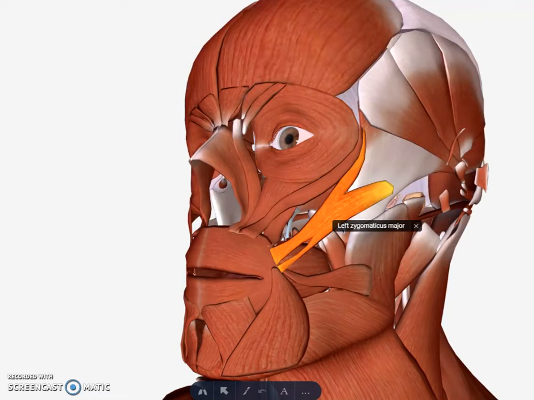This is the zygomaticus major and minor. It produces a smile and elevates the upper lip. The origin is the zygomatic bone. The insertion is the muscles at lip corners and skin.